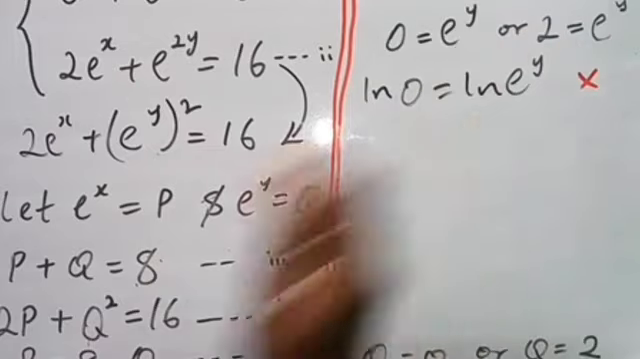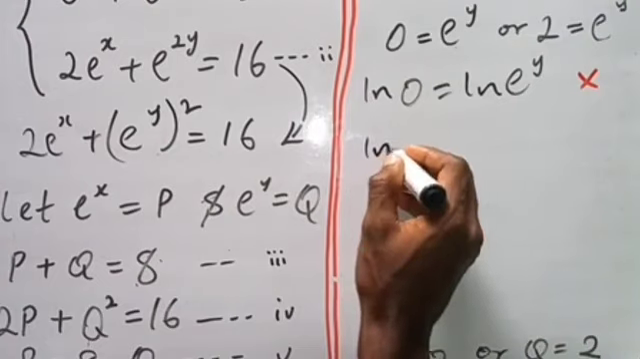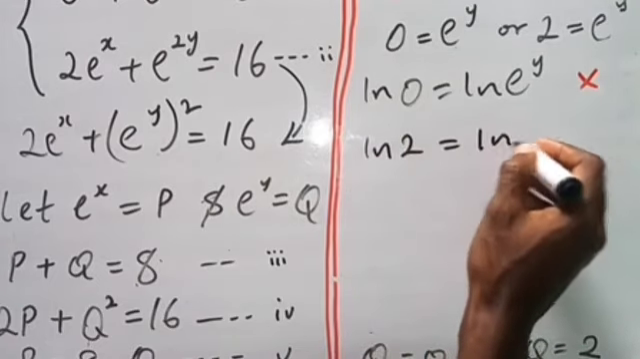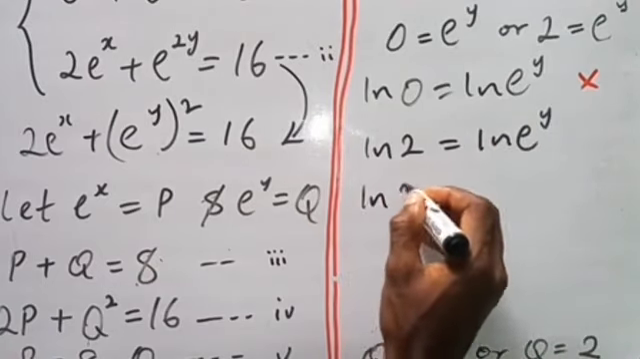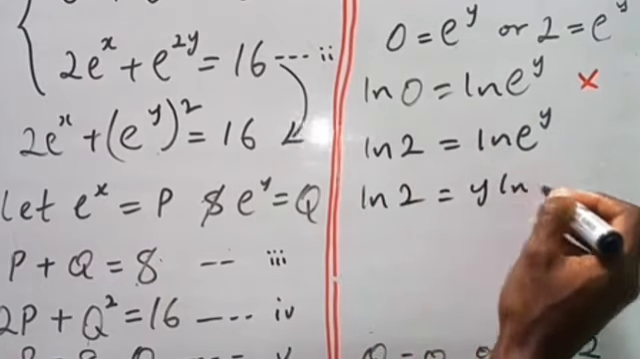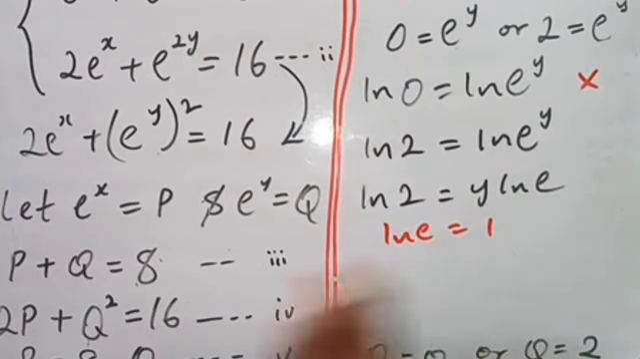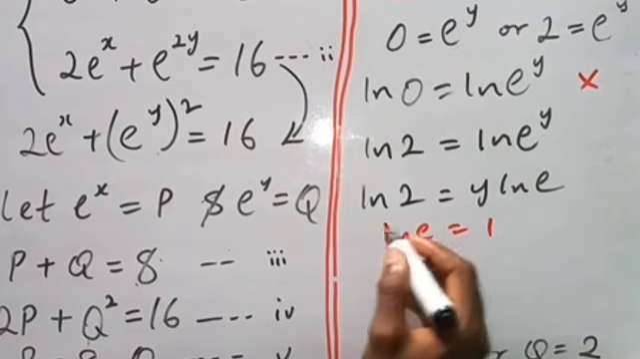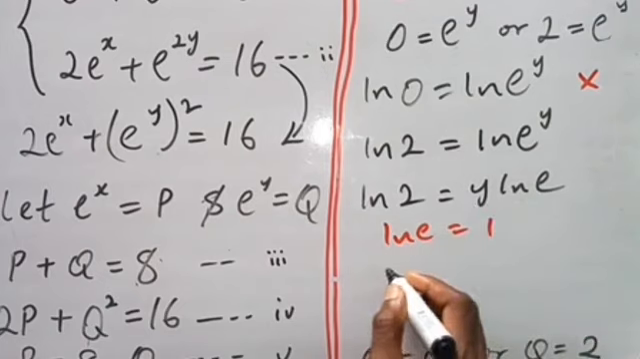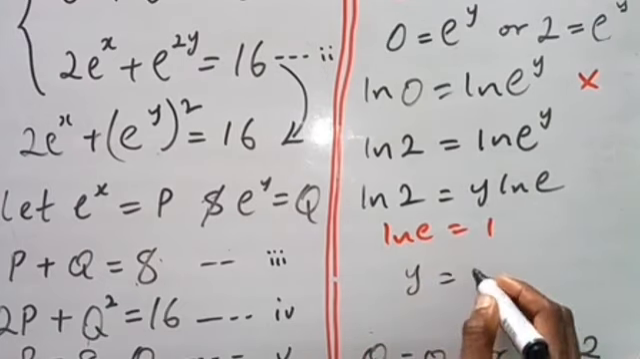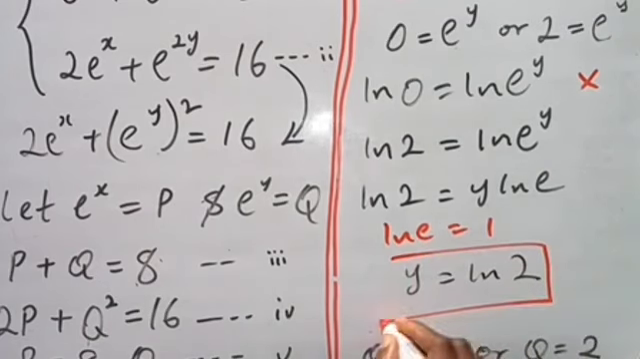Now let's move to the second one. We have 2 equals e raised to power y. So ln 2 equals ln e raised to power y. This is why we bring the power down here. So we have ln 2 equals y ln e. Remember that ln e is equal to 1. So this will now be equal to 1. y times 1 is y. So we will have y equals ln 2. This is the value of y.